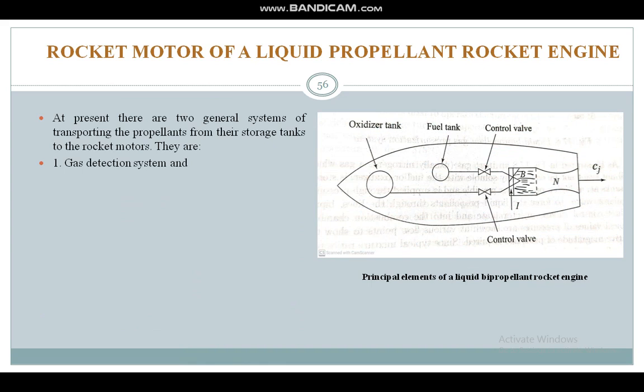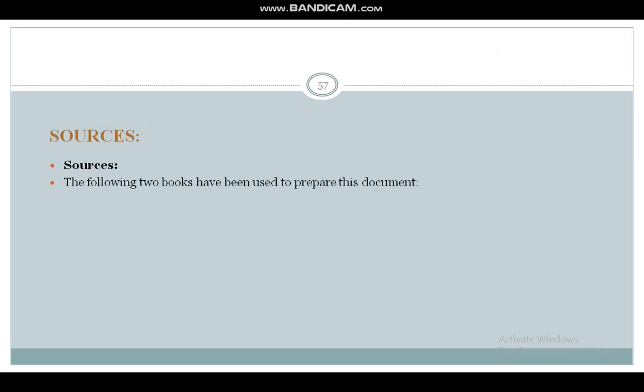At present, there are two general systems of transporting the propellants from their storage tanks to the rocket motors. They are the gas pressurization system and the pump pressurization system. These topics have not been discussed in this lecture. For greater details, the reference books mentioned here can be referred to.